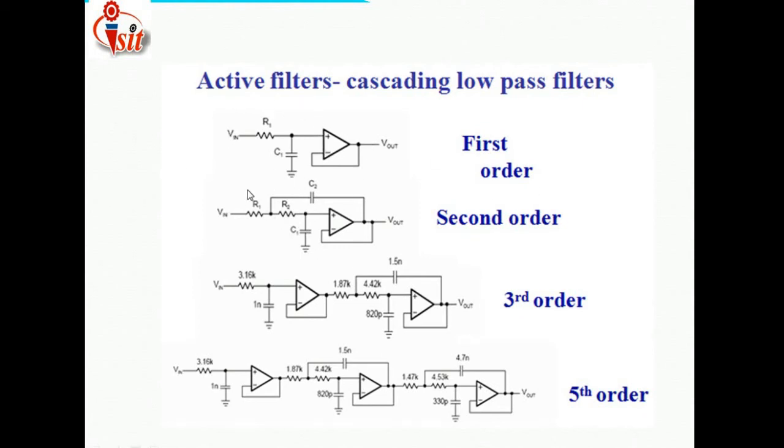For this one, the order is second order, because here we are using two R and C components. Here we are using three R and C components, so we call this a third order active filter. Then here we are using five R and C components, so the order of that filter is a fifth order low pass filter. Like this, the order goes on changing.